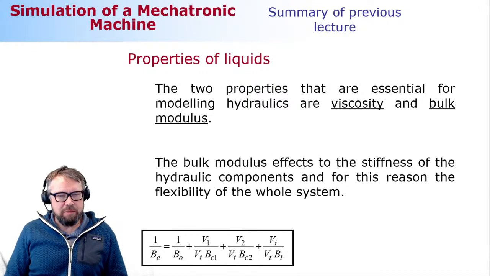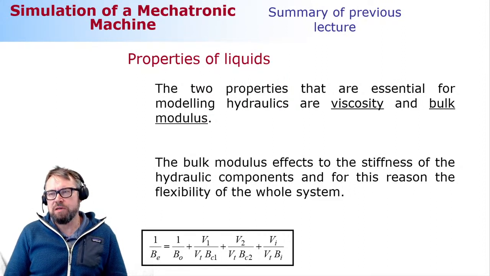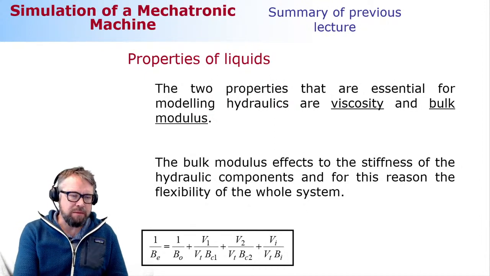So the bulk modulus takes account of the flexibility of hydraulics. Something else that affects the flexibility is the stiffness of different components and the amount of dissolved air. When you put all these effects together, you get something called the effective bulk modulus.